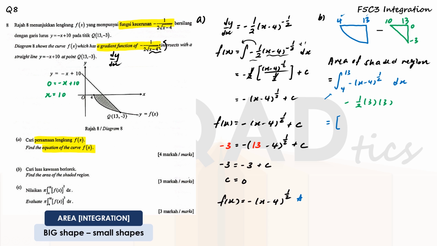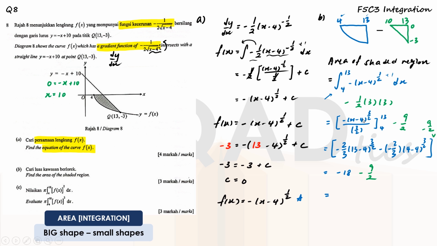So to integrate this one, negative x minus 4, this one we do plus 1, so this is 3/2, and then we need to divide by the new power. And later on we sub 13 and 4, and this one, if we simplify, will get negative 9/2. So when you substitute 13 and 4 inside and you minus the values together, you get negative 18, right?